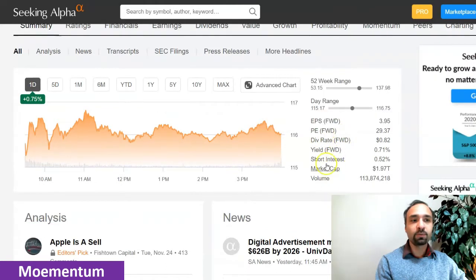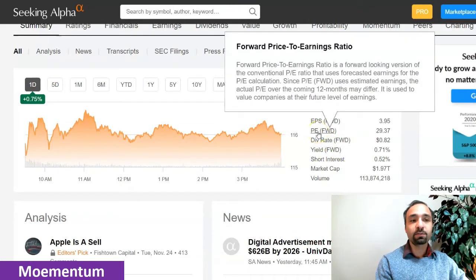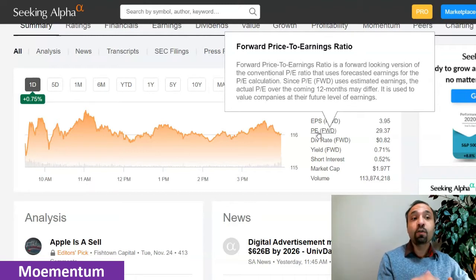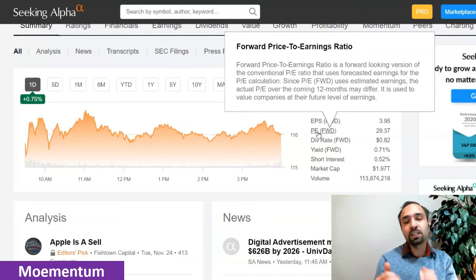A number of other information. What is the price to earnings in terms of forward-looking price to earnings? And the beauty of Seeking Alpha is, especially if you're not as familiar with some of these terms, as you scroll over it, you can see the description shown on the screen. Forward price to earnings ratio, as seen here, is a forward-looking version of the conventional price to earnings ratio. What it allows you to know is, based on forecasted earnings for the company, they're taking that into account and comparing it to their existing price for each share, and based on that, taking into account the forecasted earnings for each unique share.